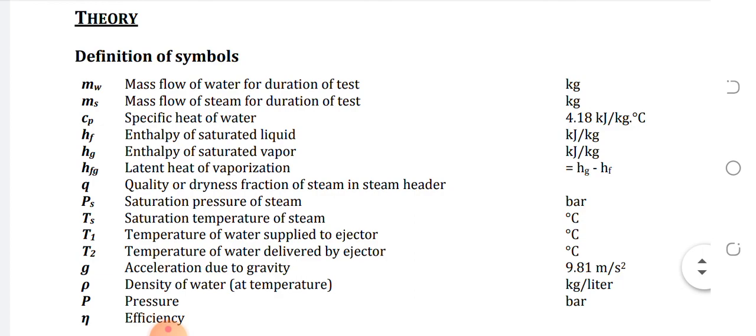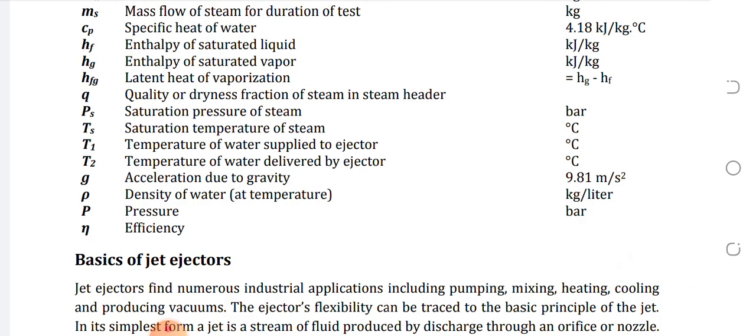MW is the mass flow rate of water, duration of the test. MS is the mass flow rate of the steam. CP is the specific heat of water, that is 4.18. Enthalpy of saturated liquid HF will be calculated from the steam table. Hg is enthalpy of saturated vapor. HFG is again the enthalpy of the mixture. Q is the quality. PS is saturation pressure of the steam. TS is saturation temperature of steam. T1 is the temperature of water supplied to the ejector, and T2 is the temperature of water delivered by the ejector. J is the acceleration due to gravity.